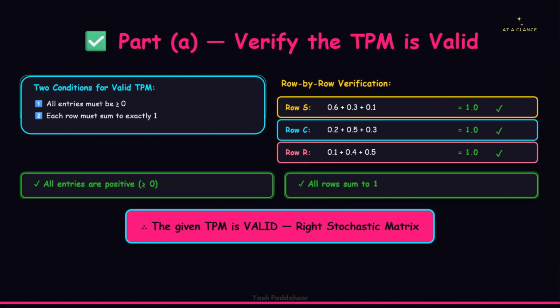Now let's solve every part of the given problem statement. The very first is the verification of the TPM, whether it is valid or not. We have studied two conditions for any TPM that have to be followed. The first condition is that all the entries in the TPM must be greater than or equal to 0, because a probability cannot be negative. Next, each row must sum to exactly 1. This is the next condition. So let's have a look at all the conditions.